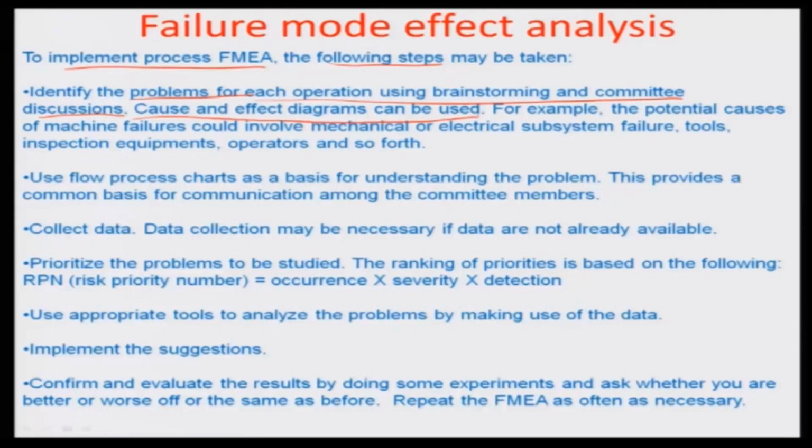Okay. So basically there are many ways of representing that thought process which comes out through a committee discussion or a brainstorming, and one of them can be, for example, cause and effect diagrams, which I will illustrate a little bit later. It's also known as the Ishikawa diagram or the herringbone diagram. Then for example, the potential causes of the machine failures could involve mechanical or electrical subsystem failures, tools, inspections, equipments, operators and so forth, and this has to be very clearly laid out as the exact problem or exact problems, and what is the responsible reason for the particular problems.